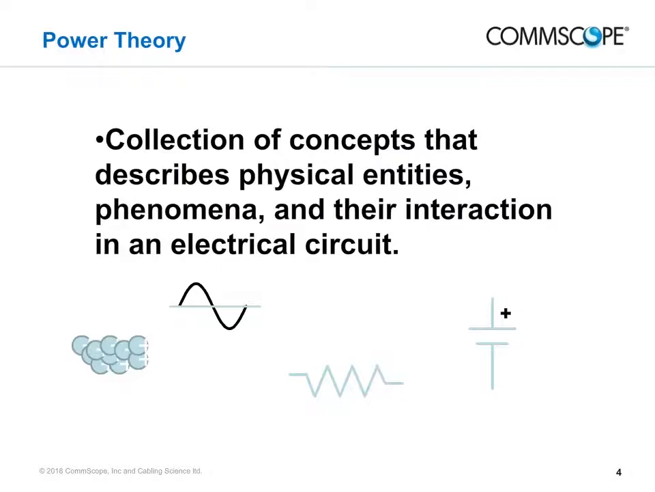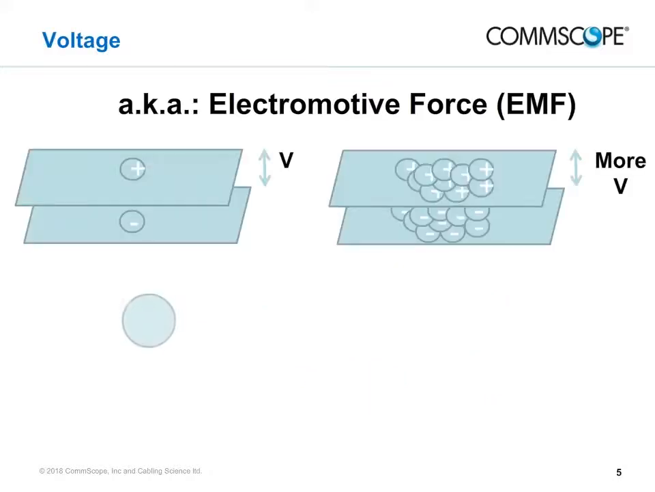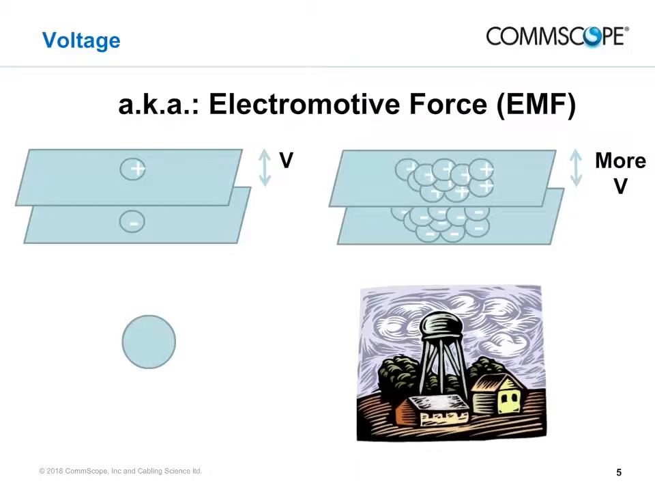Power theory describes how components and phenomena interact in an electrical circuit. A complete definition involves answering what is for each of the terms involved in these interactions. Let's begin with voltage. Voltage is the pressure or electromotive force that causes electrons to flow in an electrical circuit. Its symbol in most electrical diagrams is the letter V. In physical terms, voltage is caused by a given electrical charge on a surface. More charge on the surface means more voltage.